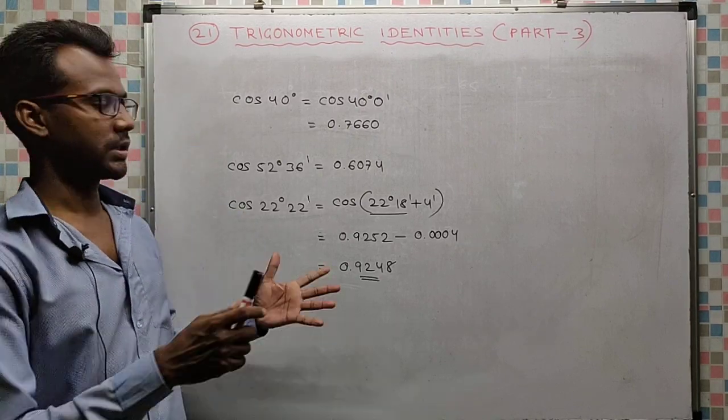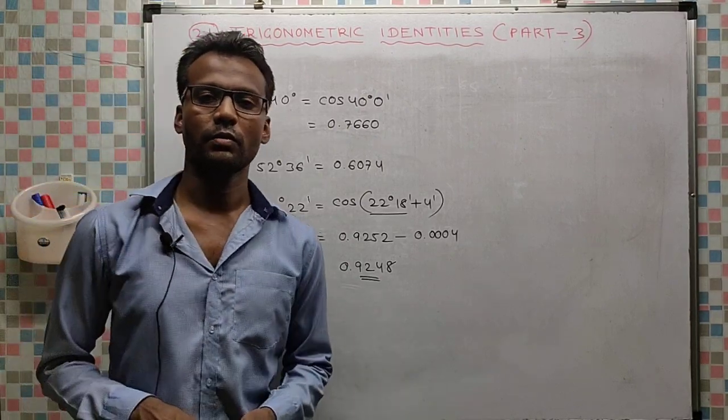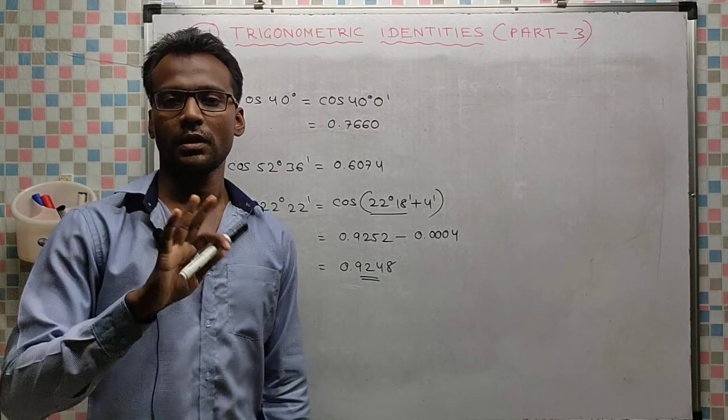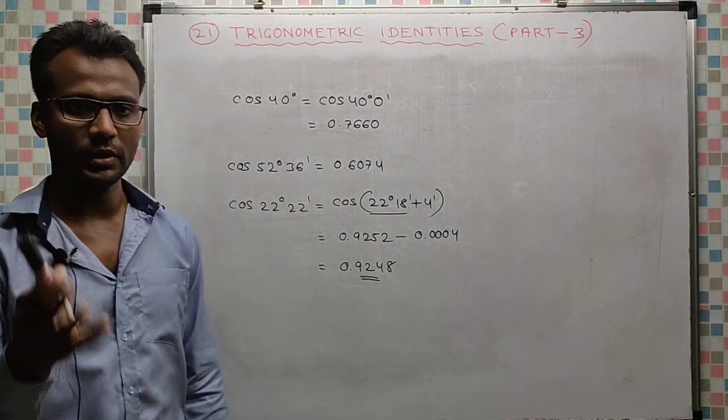So this is how to get the trigonometric tables of sine, cos and tan. The remaining 3 ratios' tables are not given. We don't need them either.